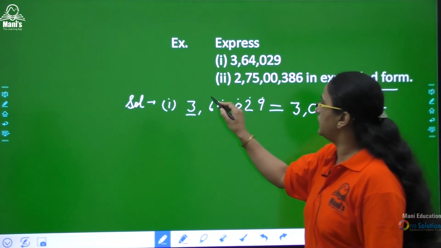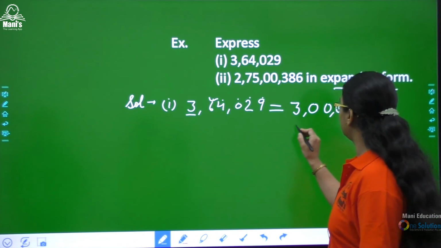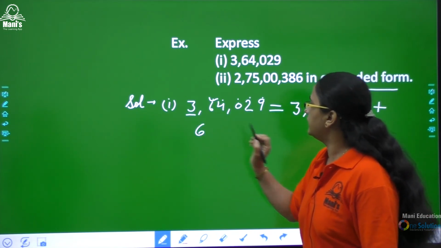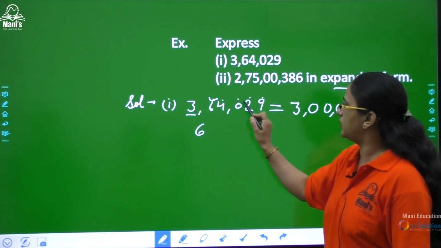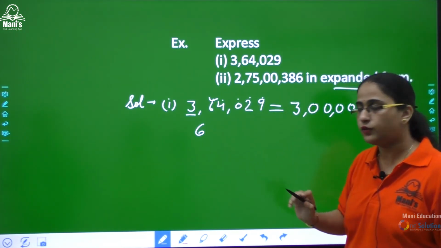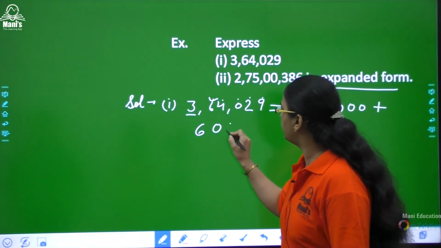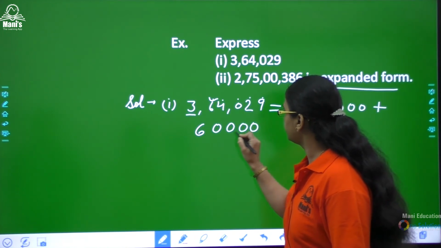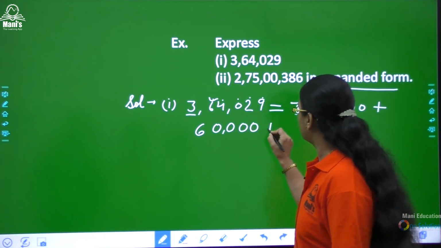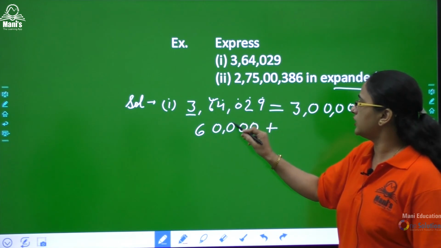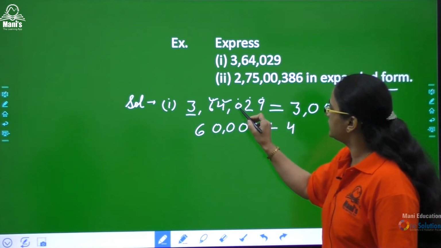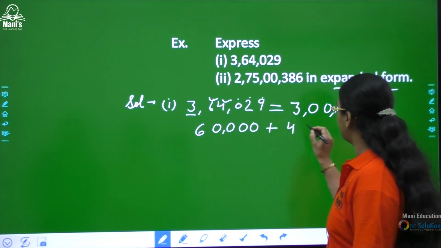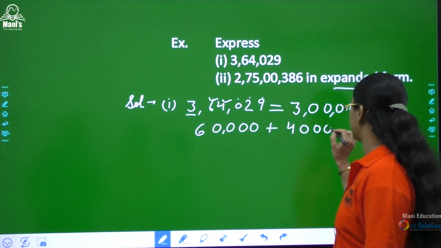Go to the next number. Here 6 is the next digit. So write 6. Then count the number of digits after 6, that is 1, 2, 3, 4. There are 4 digits, so we will put 4 zeros. Plus, then we come to the next, that is 4. So 4, count the digits after this, 1, 2, 3. So we will put 3 zeros.